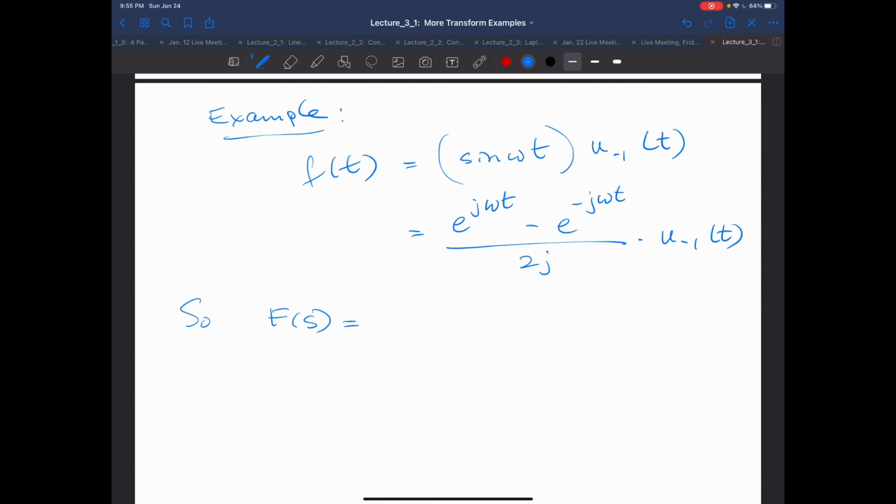So in fact, by the fact that the Laplace transform is linear, we can simply consider the two exponentials separately. So the first one will give us 1 over 2j. Again, that's because of the linearity of the Laplace transform. We can take the constant 1 over 2j out front. And the transform of e to the j omega t times u minus 1 of t will simply give us 1 over s minus j omega. So the first exponential will give us 1 over 2j times 1 over s minus j omega. The second, by the same token, will give us 1 over 2j times 1 over s plus j omega.